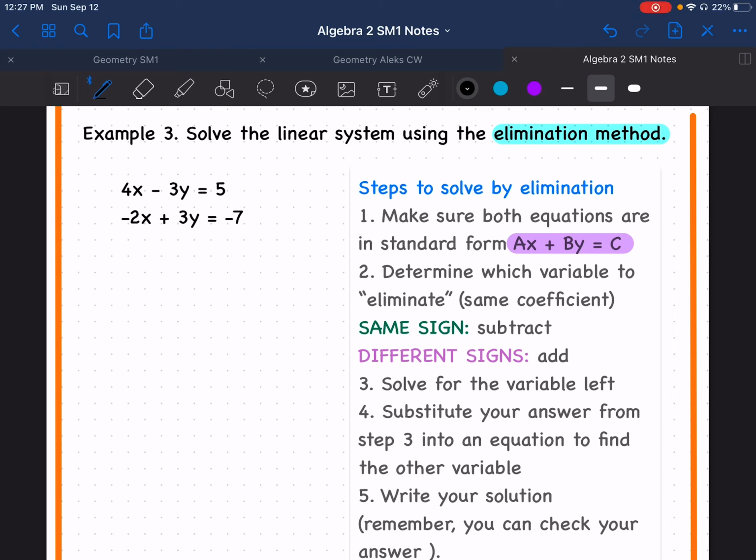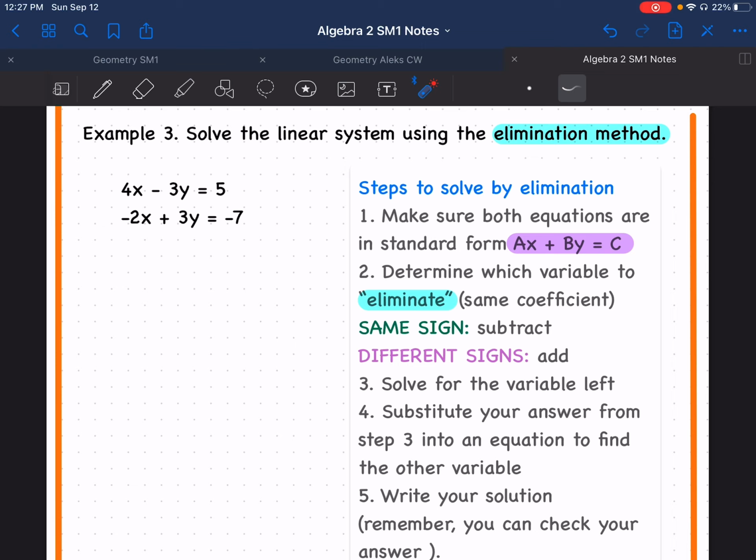Now I'm going to determine which variable I am going to eliminate first. To do that, I need to have the same coefficient. So it needs to be 3x and 3x, or 2y and 2y. They have to be exactly the same. I don't need to worry about the sign, because the sign is going to determine if I add or subtract them together.